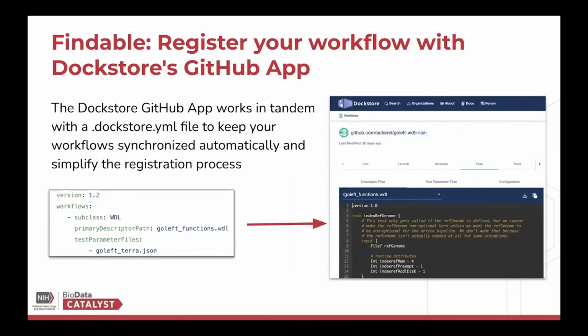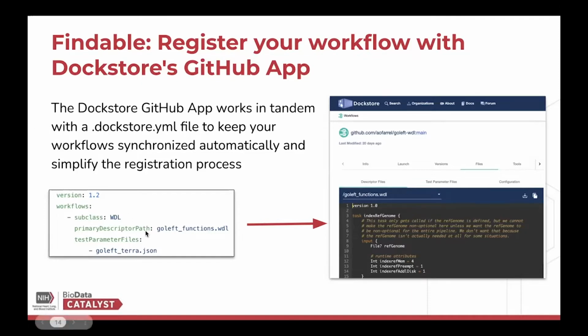Now, how do you actually get things on Dockstore? There's a couple of ways to register, but the way that we recommend is the Dockstore GitHub app. In this scenario, your workflow is partially hosted on GitHub, but it is mirrored on Dockstore, and that mirror is kept up to date using the Dockstore GitHub app, which works in tandem with a small configuration file. So for example, we have a configuration file on the left, which results in the entry on the right here.